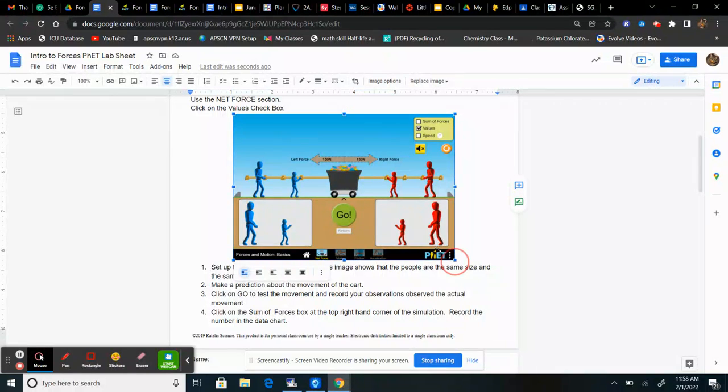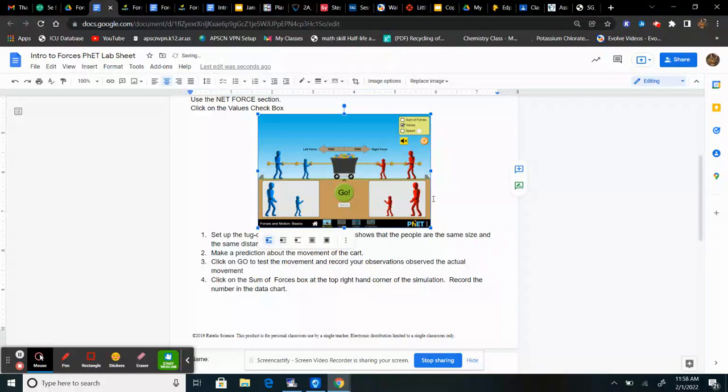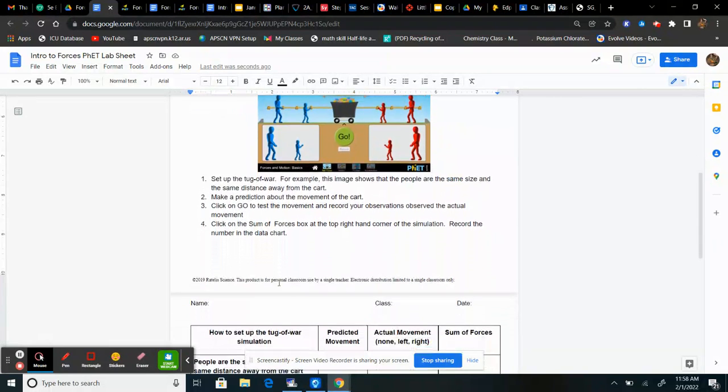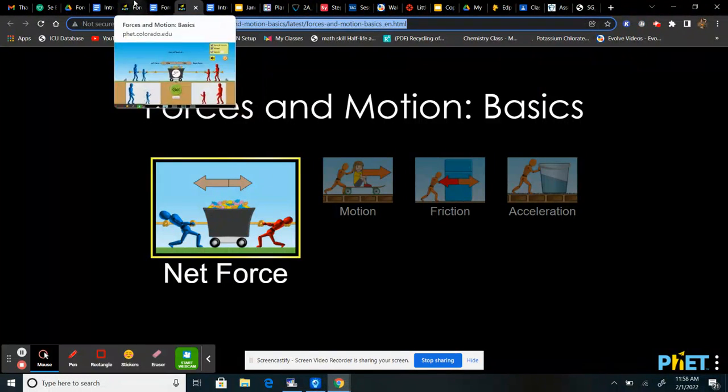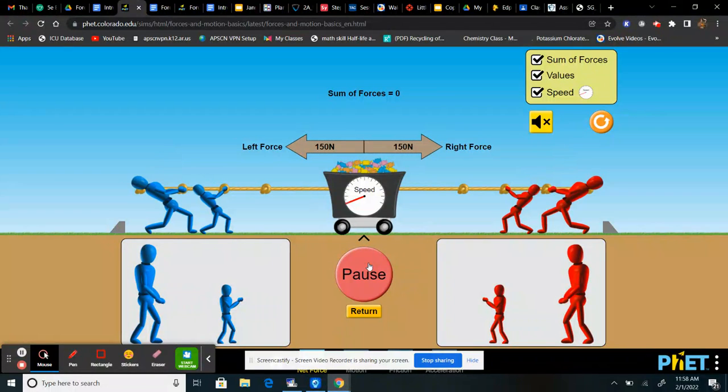All right, we can minimize this once more. We're going to make a prediction about the size and the distance of the direction. You'll press go, test the movement, and record your observations. So let's go ahead and press go and see what happens. We just saw they started pulling, and nothing happened in either direction.